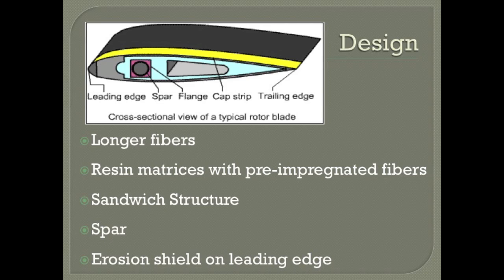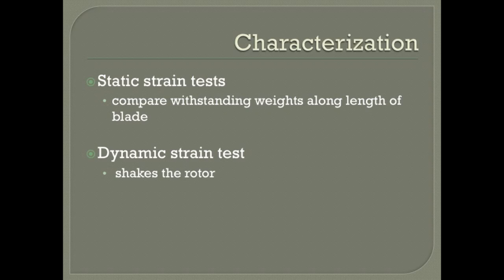The spar is the space where a metal rod runs through the length of the blade when it is attached to the motor. Rotor blades are greatly affected by erosion because of wind resistance and sand or salt particles in air, so most rotor blades have a titanium erosion shield on the leading edge. To test the characteristics, static strain tests and dynamic strain tests are used. Static tests test the reaction of pressing forces along the blade and comparing how the part withstands those weights. Dynamic tests shake the part to mimic vibrations, measuring the structural response with sensors.